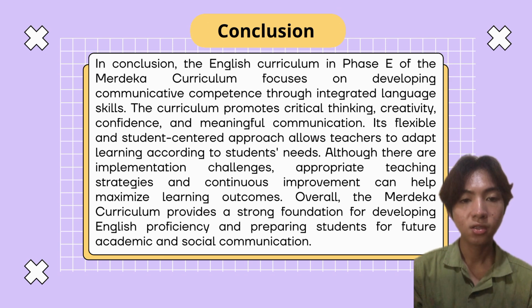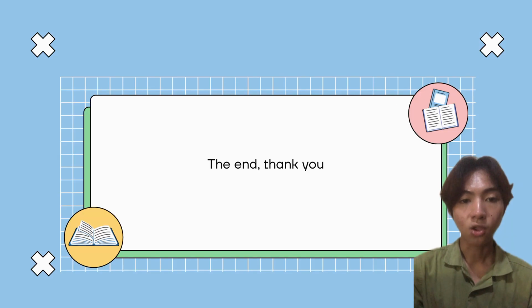Through various learning elements, objectives, teaching methods, and assessment, students are expected to improve their English proficiency and become more prepared for future academic and social communication. Overall, the Merdeka curriculum provides a strong foundation for meaningful English learning and helps students develop important skills for the 21st century.